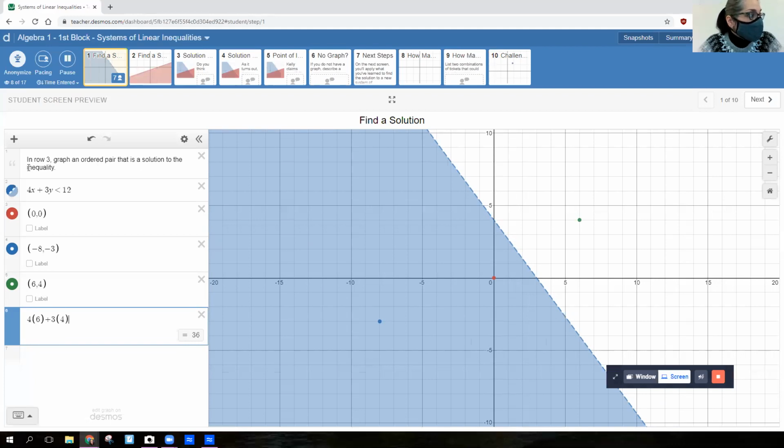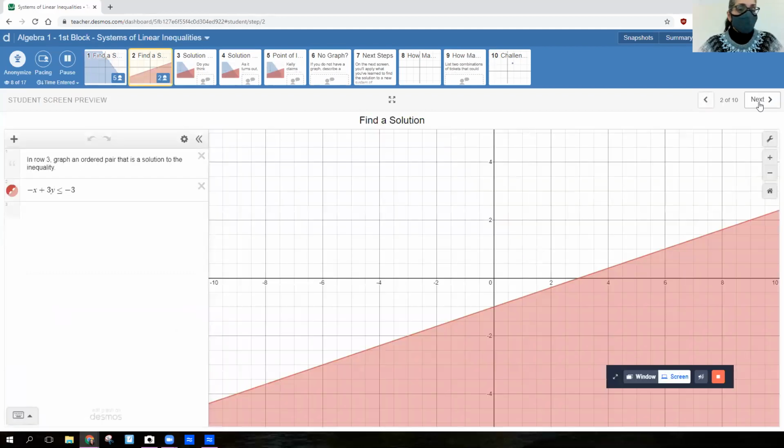Well, this expression is supposed to be less than 12. And so see how 36 is definitely not less than 12? That's why that point, 6, 4, is not a solution. That's why we can't pick that point in the white part, because all those points are going to make numbers that are going to be bigger than 12. And we have to have our answer be less than 12. So algebraically, that's why that's like that. All right, so let's move on to the next slide. Everybody move to slide 2.